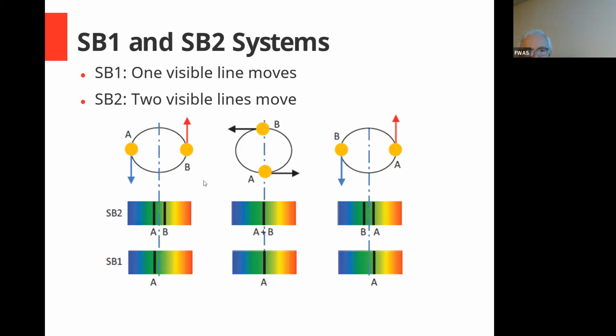HD 5501 turns out to be an SB1. So an SB1 is this guy, and all you're going to see is some wiggling back and forth. Why am I going into this detail? You'll see at the end what goes on, and why it's important to know that you're going to see probably just one, maybe a few lines if they're really bright, wander back and forth with the orbits of the stars.